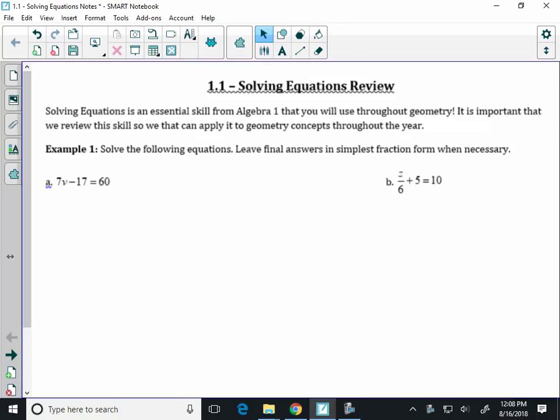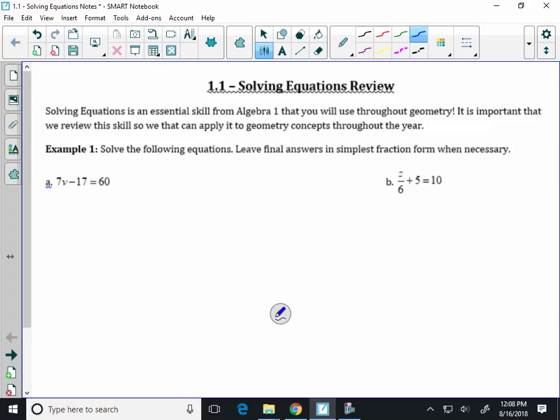Some of you maybe started this already, but this is a really essential skill from Algebra 1 that you are going to be using throughout geometry. And it's just solving equations. So in these first two, we have your basic two-step equation. Again, when we're solving, we're trying to get the variable by itself. What's our first step in getting that variable by itself?